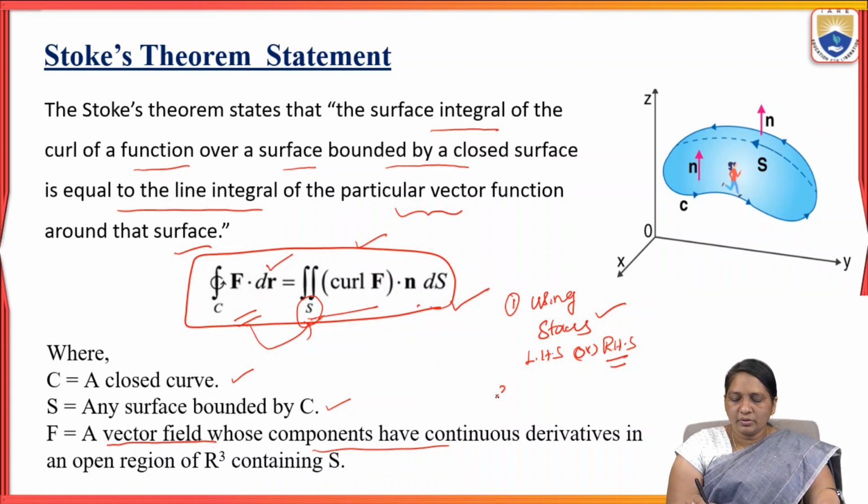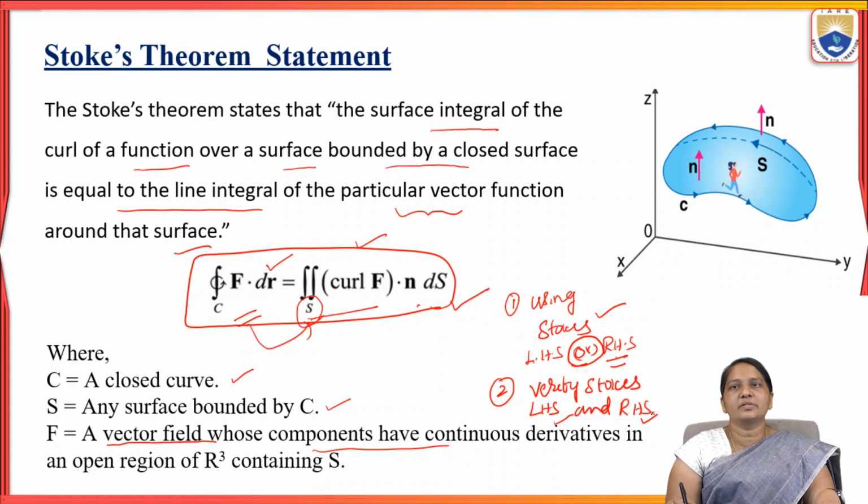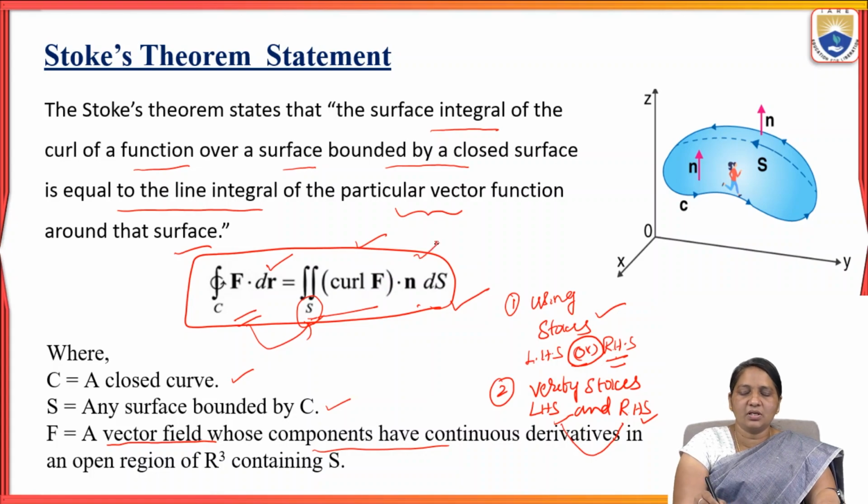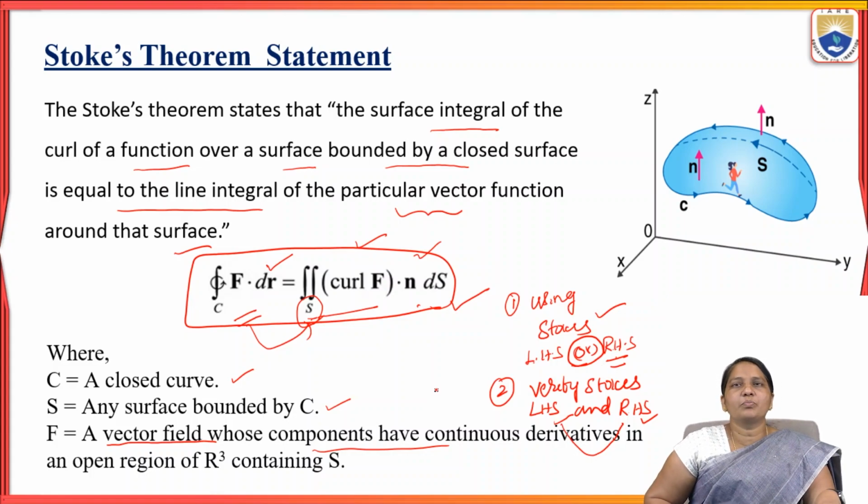In the second type of problem, they can ask to verify Stokes theorem. Verify Stokes theorem means we have to calculate the LHS part and the RHS part. That is the difference. Using means you can calculate either LHS or RHS. If they ask to verify Stokes theorem, you have to calculate both LHS and RHS values and show that these two are equal based on the statement. We already discussed some problems of this type, and we are going to discuss some more now.